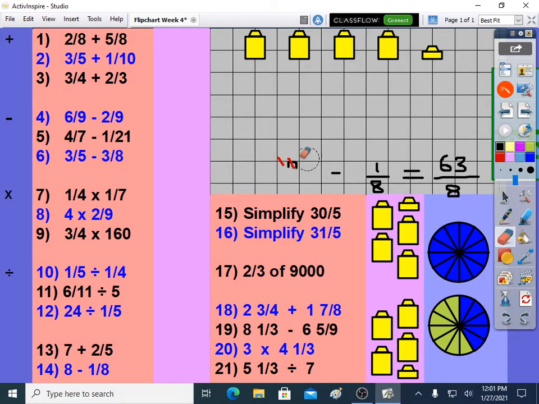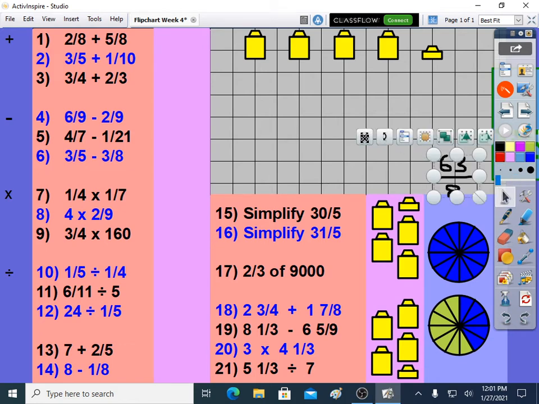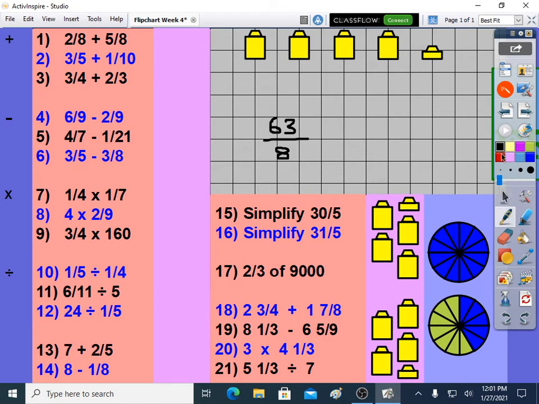That answer is fine. Top heavy fraction. You could change the answer into a mixed number. I'll see how many eighths I can get in 63. 8 and 16, 24 and 32, 40, 48 and 56. 7 whole ones, I count on my fingers. I got up to 56 eighths. There's a few more eighths left, isn't there? Because there's 63. There's actually 7 eighths left. So the other answer is 7 and 7 eighths.